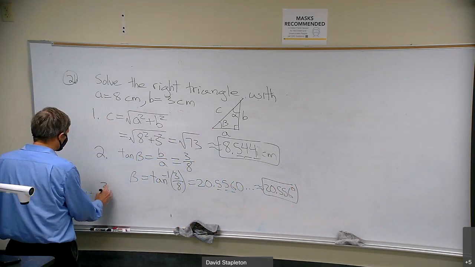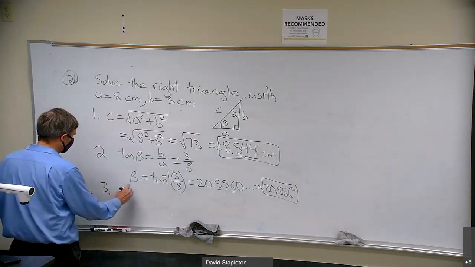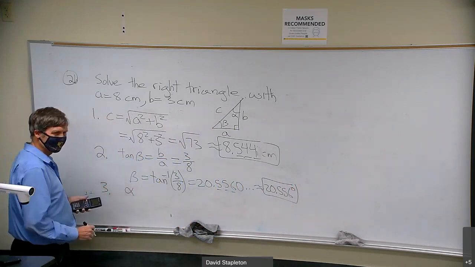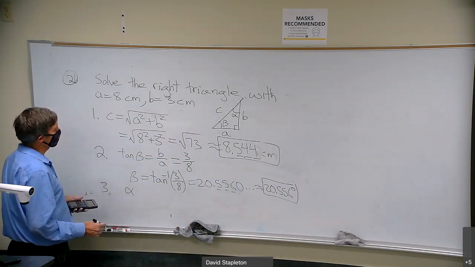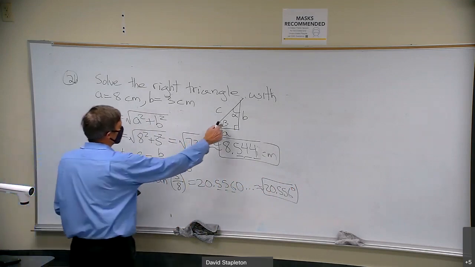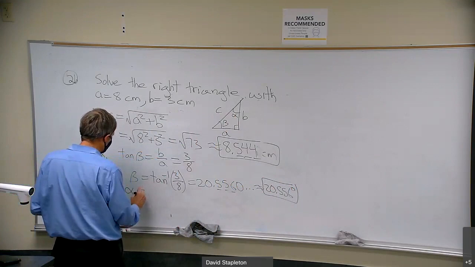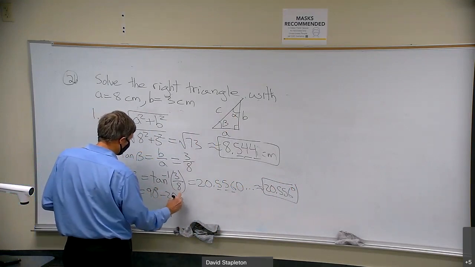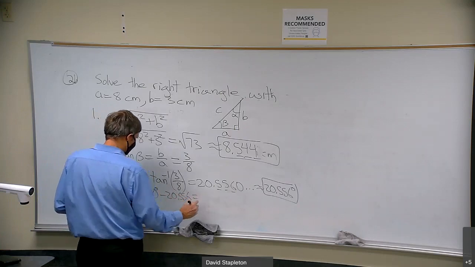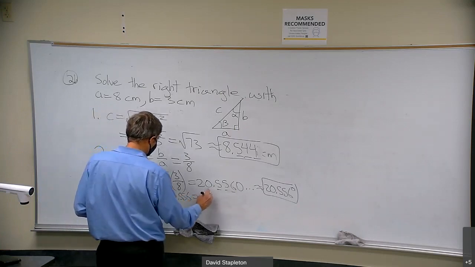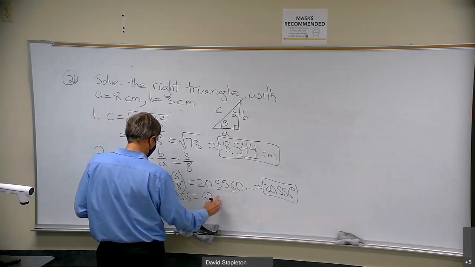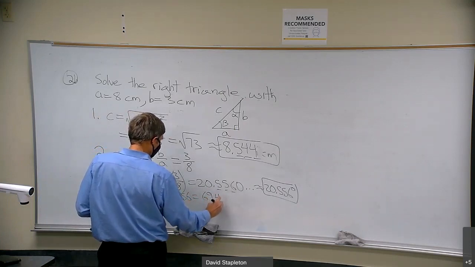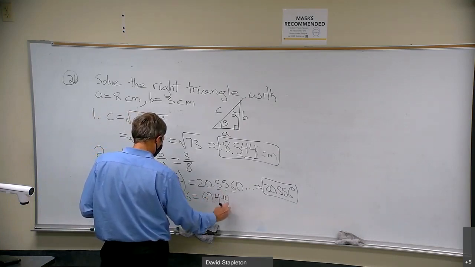And then finally, once you have one angle in a right triangle, the last one is always 180 minus the other two, or more easily, these two are always complementary. It's 90 minus the one you have in a right triangle. So 90 minus 20.556 gives me 69.444, right?